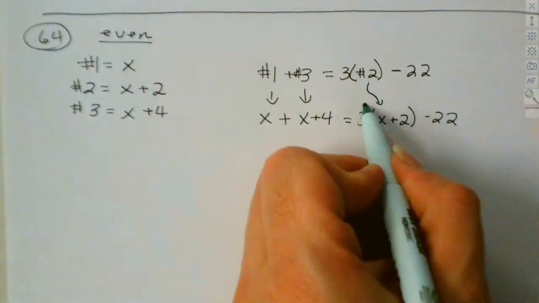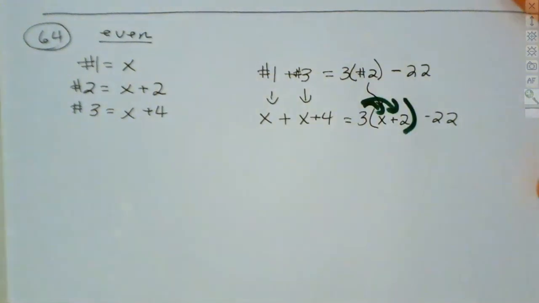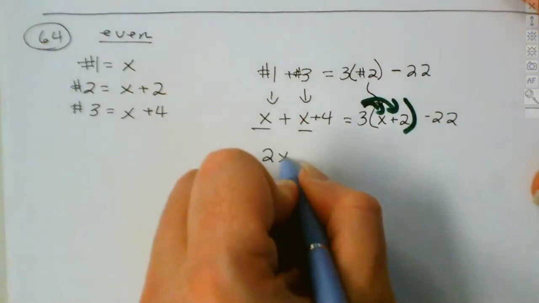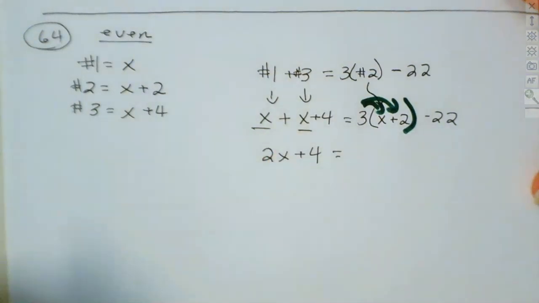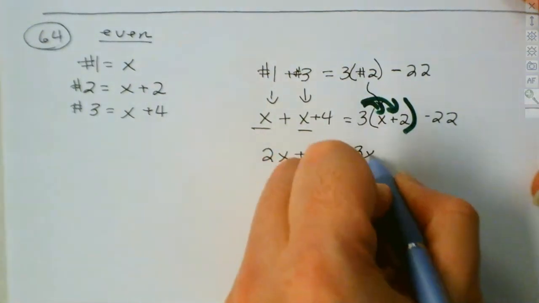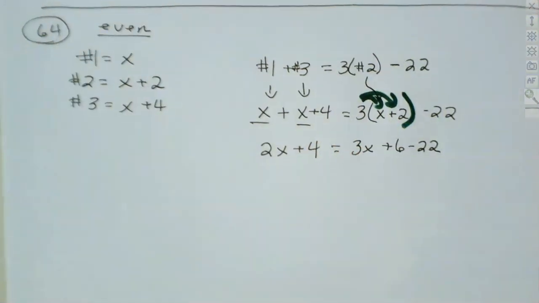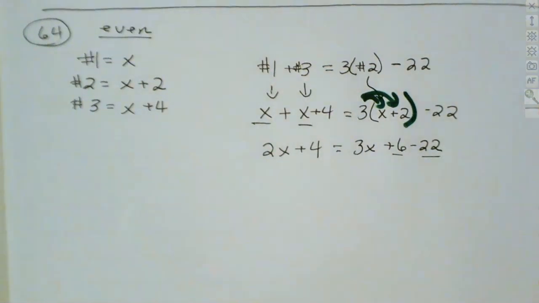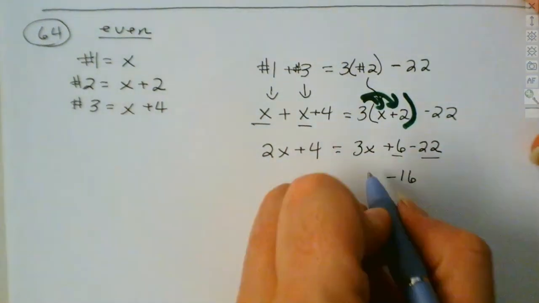Okay, 3 has to be distributed through. I'm going to work from left to right. So let's go ahead and put these x's together. And that's going to make that on the left-hand side, 2x plus 4. The right-hand side, that's going to be 3x plus 6 minus 22. Okay, the 6 and the minus 22 can go together. 6 minus 22, 22 is a larger number. It's negative, so that gives you a negative 16 there.